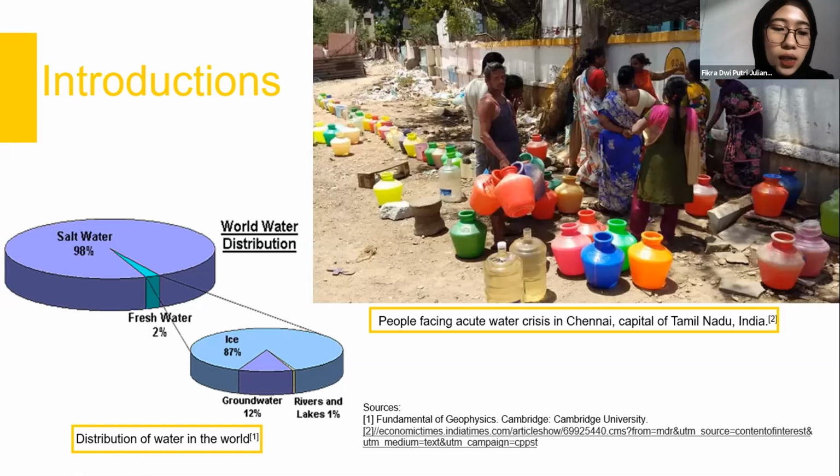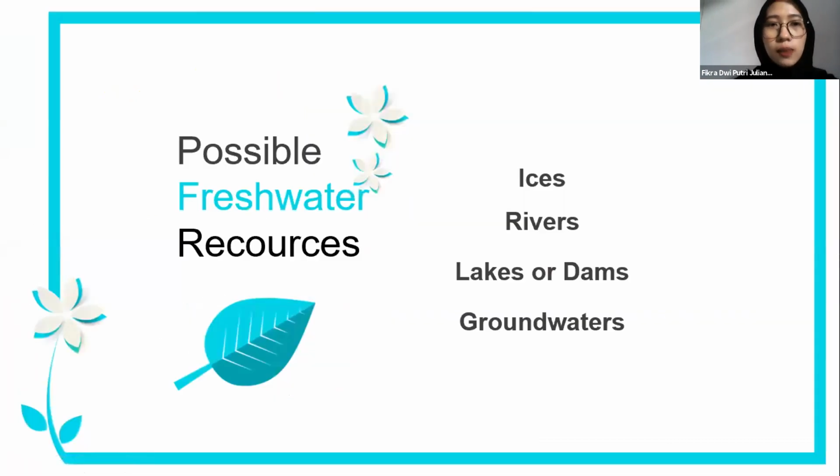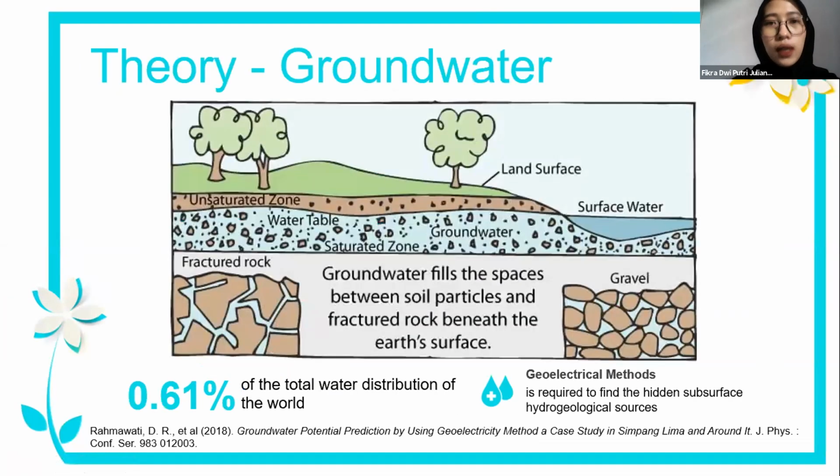Water is a unique property of the earth and very important to every living organism. Water is found in many places in the world, including oceans, rivers, lakes, polar ice, rain, and groundwater. And this is a picture from Chennai, capital of Tamil Nadu, India. They have a water crisis. So next, these are possible freshwater resources: ice, rivers, lakes or dams, and groundwater. This is the theory of groundwater.